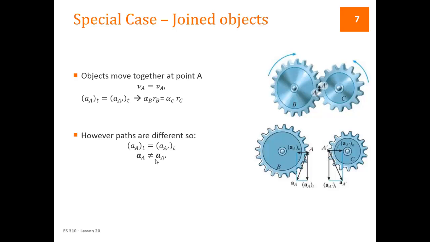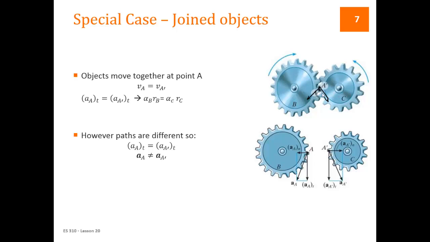So let's take a look at some special cases in regards to acceleration. We looked at joined objects with respect to velocity, and we said that if they're joined together, then the velocity of point A is equal to the velocity of point A prime, right? Because they're fixed together. In terms of acceleration, however, what we can say is that the tangential parts of the acceleration are equal, right? So the parts that are tangent to the path are equal, but one would be accelerating in this direction, and one's going to be accelerating in that direction. So while the tangential parts are equal, the normal parts are not equal.